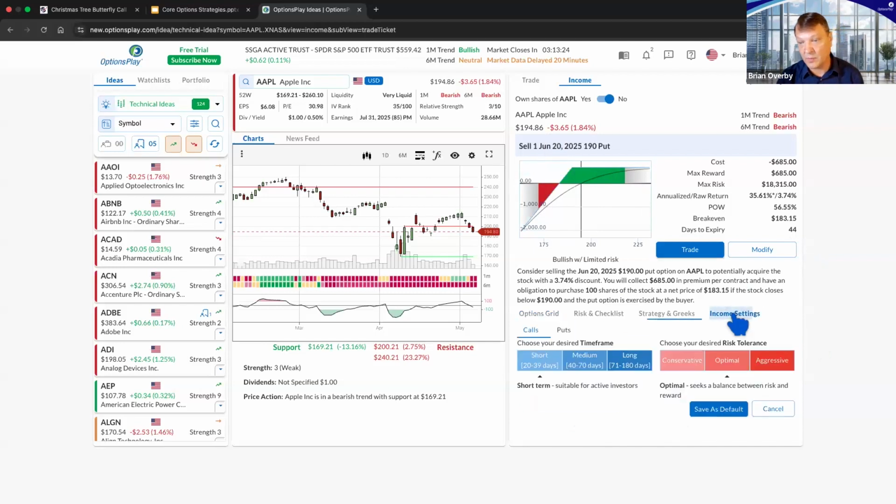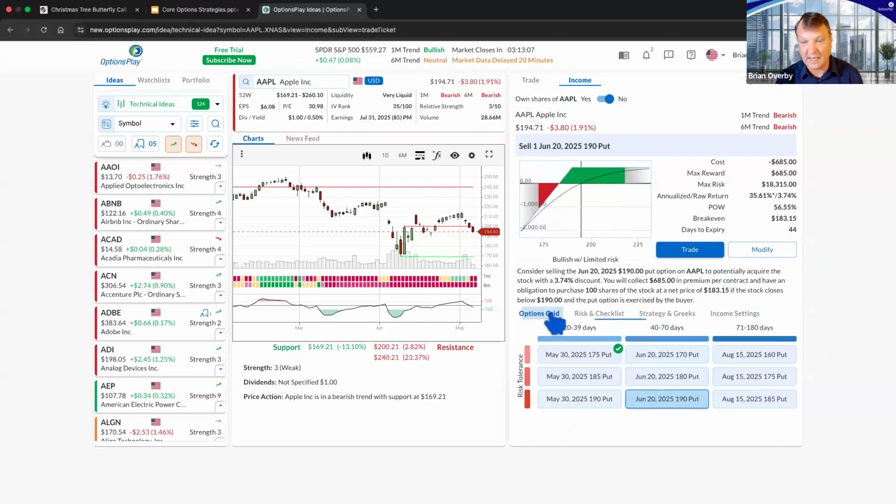And you can adjust all this. Once again, you got the short term. You can say, I want to do medium frame. I want to be optimal on this. And I can save that as the default for my trade. And then the next time I come back, when I go back and look at the options grid, this is the one that will have the check mark next to it that's going to match your income settings.